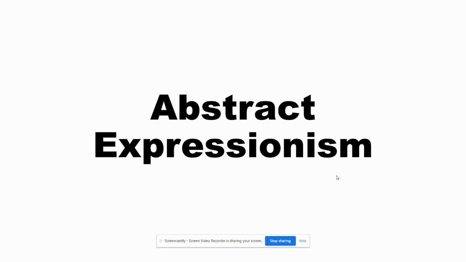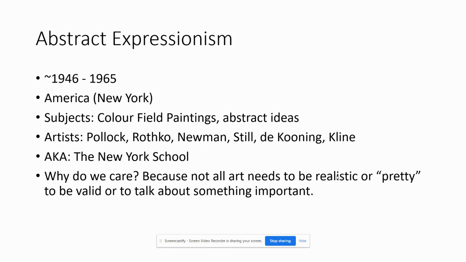So, what we are going to be looking at today is one of my favorite art history movements. It is called Abstract Expressionism, and it relates directly to what you are currently learning at the moment in art with color. So, let's get started.